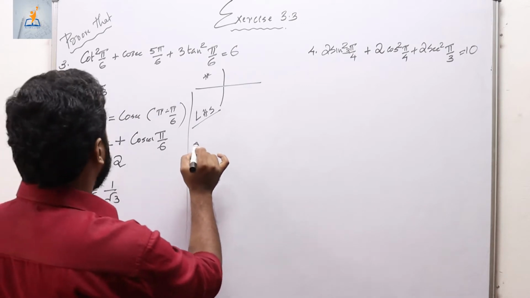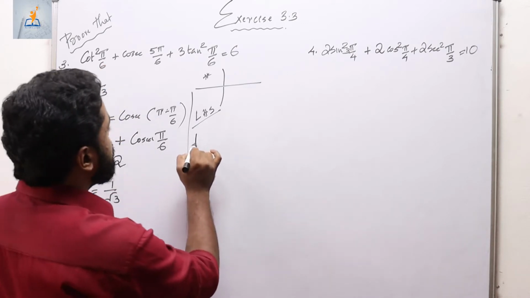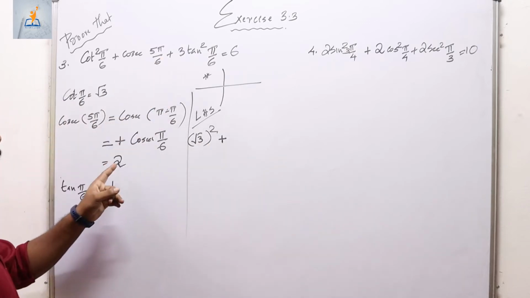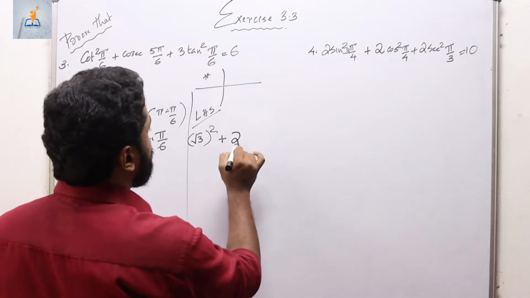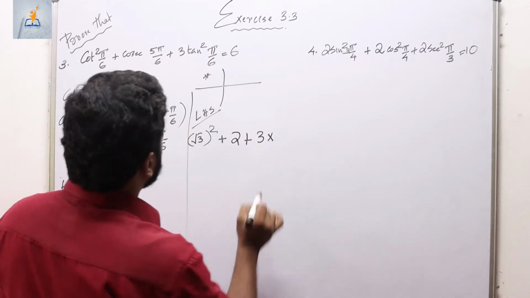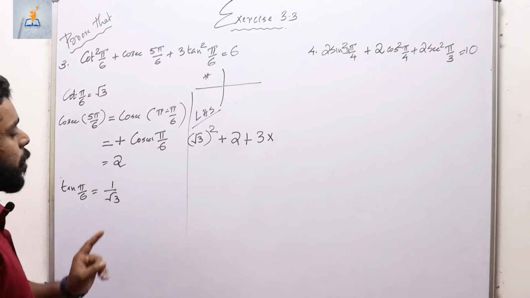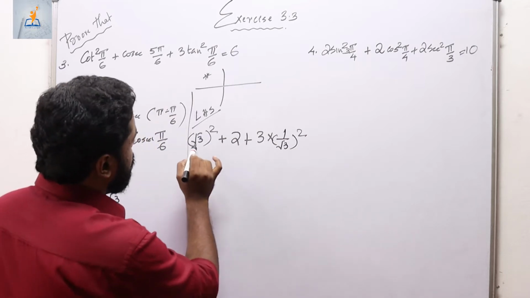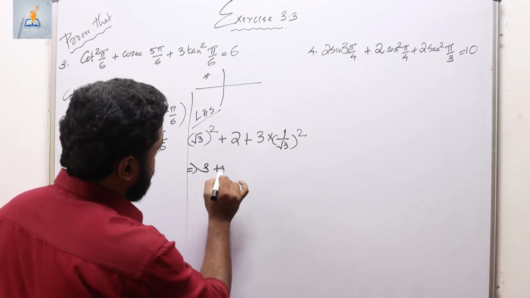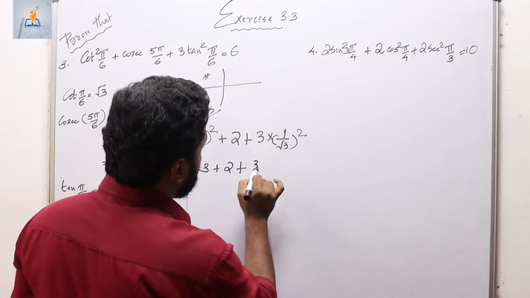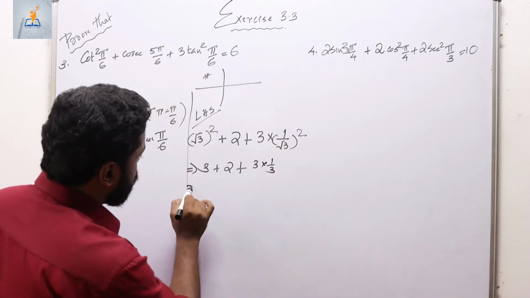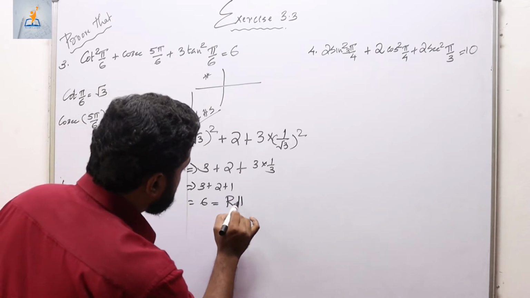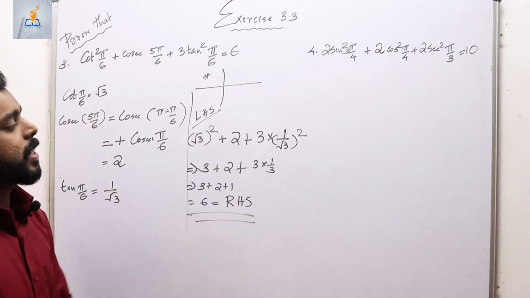expression in the left hand side will become cot square pi by 6, which is root 3 square, plus cosec square pi by 6, it is nothing but 2 square, plus 3 into tan square pi by 6, which is 1 by root 3 the whole square. So it will become root 3 square, which is nothing but 3, plus 2 square, which is 4, plus 3 into 1 by root 3 square, 3 into 1 by 3. So it will become 3 plus 2 plus 1 equal to 6 equal to the RHS. So LHS equal to RHS, hence the result is proved.